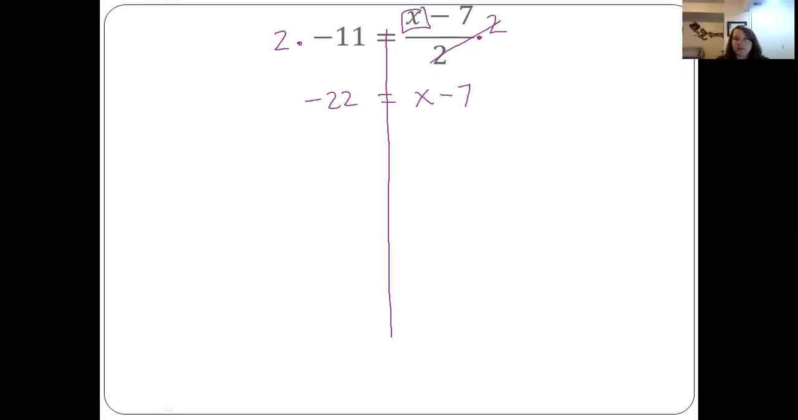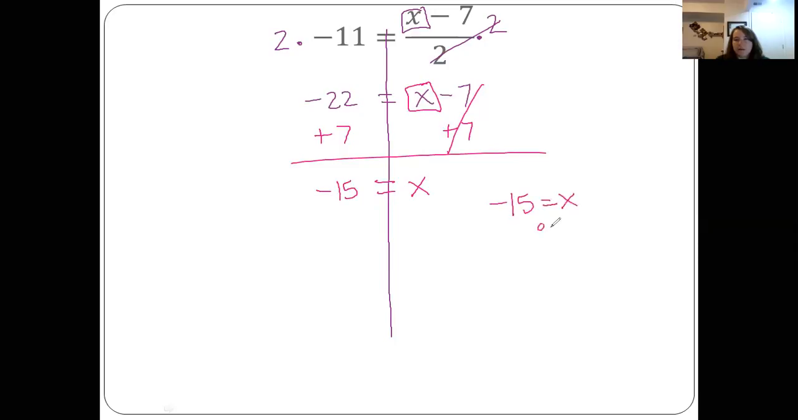So it's that same idea of multiplying by the reciprocal. And now I'm still looking for x. So I'm going to add 7 to both sides and get negative 15. So I can write this 2 ways, x equals negative 15. So these types of 2-step equations, you have a little bit more flexibility with to figure out how to solve for the variable.